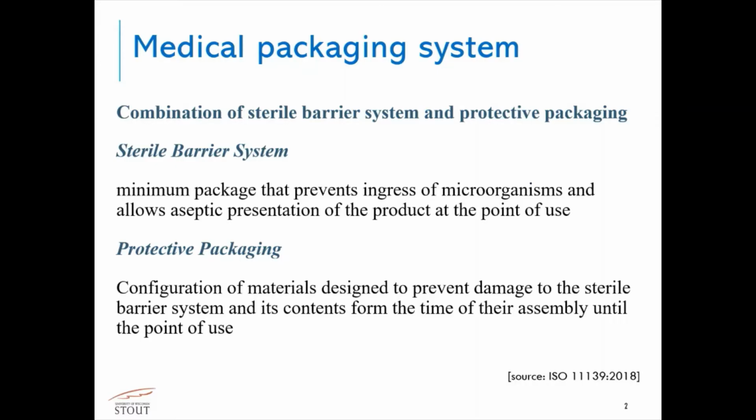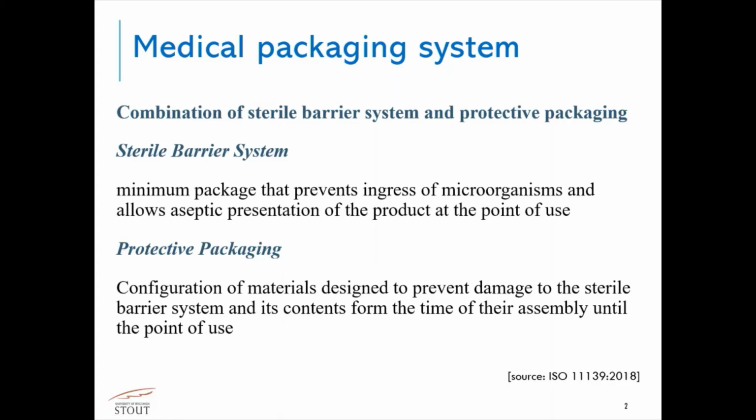So a medical packaging system is a combination of a sterile barrier system and protective packaging. The sterile barrier system is the minimum packaging that prevents ingress of microorganisms and allows aseptic presentation of the product at the point of use. And the protective packaging is the configuration of materials designed to prevent damage to the sterile barrier system and its contents from the time of assembling until the point of use.